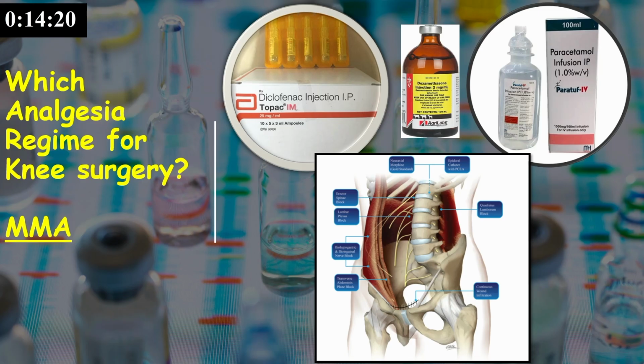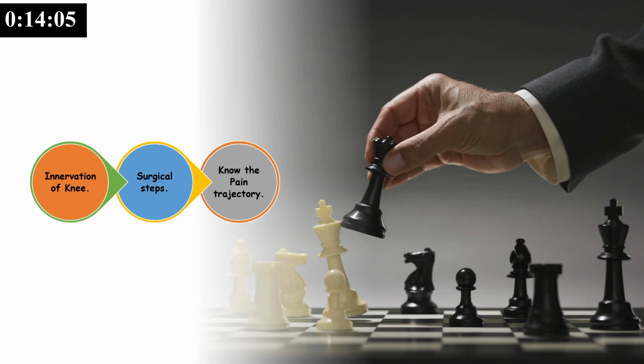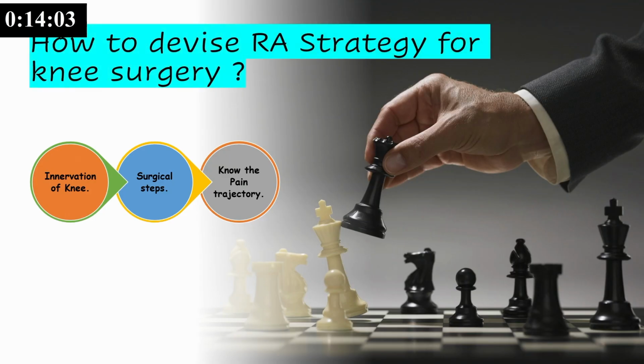So what is the analgesia regime for a knee surgery? The answer is multimodal analgesia with NSAIDs if not contraindicated, dexamethasone, paracetamol and a good nerve block, which we are going to focus on, and opioids as rescue. So how do we devise a regional anesthesia strategy for knee surgery? First of all, for any kind of surgery, we need to understand the innervation of the knee, know the surgical steps for that particular surgery, and know the pain trajectory. This concept I'll introduce. What do you mean by pain trajectory?